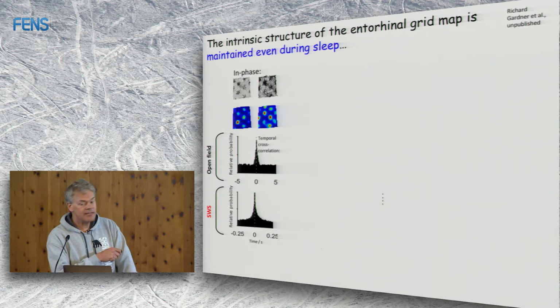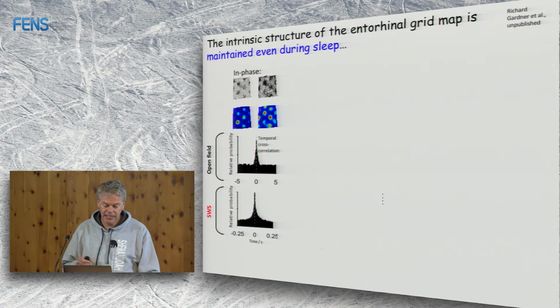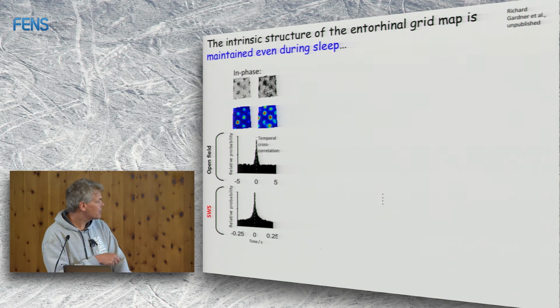So cells that were in phase, shown here. These are 2 grid cells recorded in a box here. And you can see that the grid patterns are almost identical, 2 different cells. They have the peaks in the same places. And then, of course, if you correlate them over time, make a temporal cross-correlation between those 2 cells, they have a big peak here at 0. It just means that if one cell fires, then it's very likely that the other cell fires too, so much higher than at any other given time. So you have the peak here. That's just as expected. But if you now go to sleep, this is what you see.